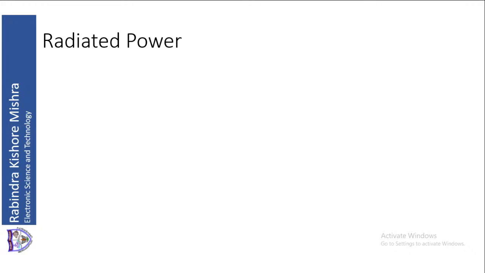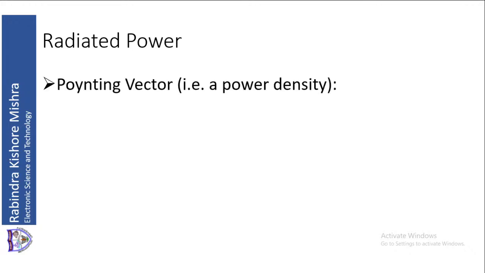Now let us come to the power radiated by the antenna. The power is given by the Poynting vector. As you know, the Poynting vector gives us power density. Therefore, the power is given by the Poynting vector. For a time harmonic field, the time average Poynting vector S is equal to 1 by 2 E cross H conjugate, and its unit is watts per meter square. This we have studied. Poynting vector we have discussed.